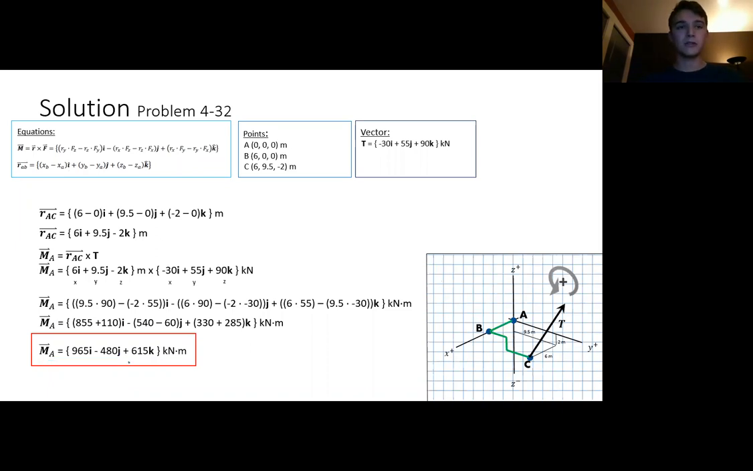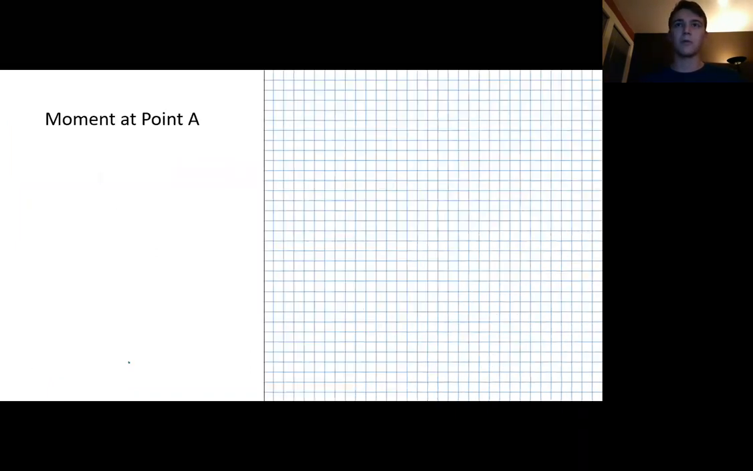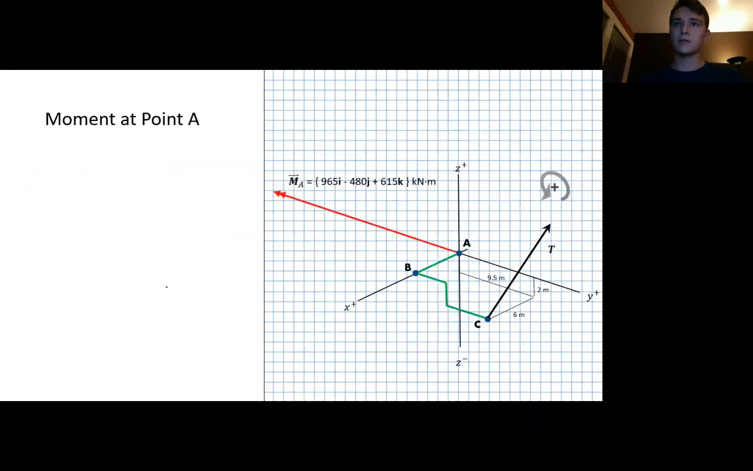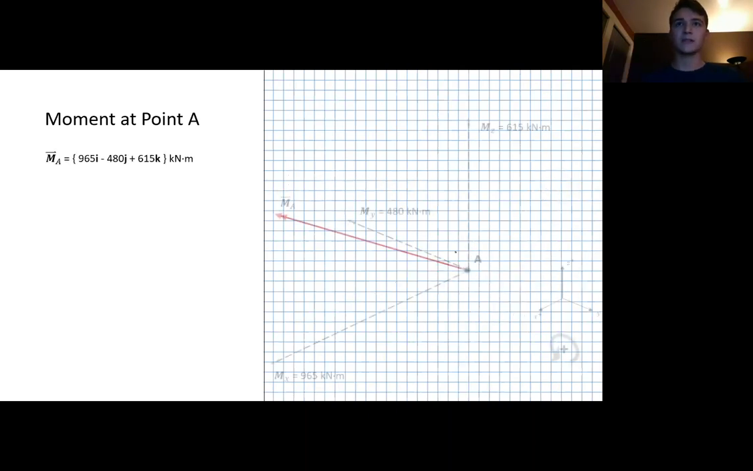So that's 32. It didn't ask, but I've included an image of what a moment means. So the moment is acting at point A. We're indicating the moment using the double arrows here. And you can think about it like if you put your thumb in this direction and then you curl your fingers, that's the direction the moment is moving. We can also break this up into its component parts and see exactly the moment about each axis.